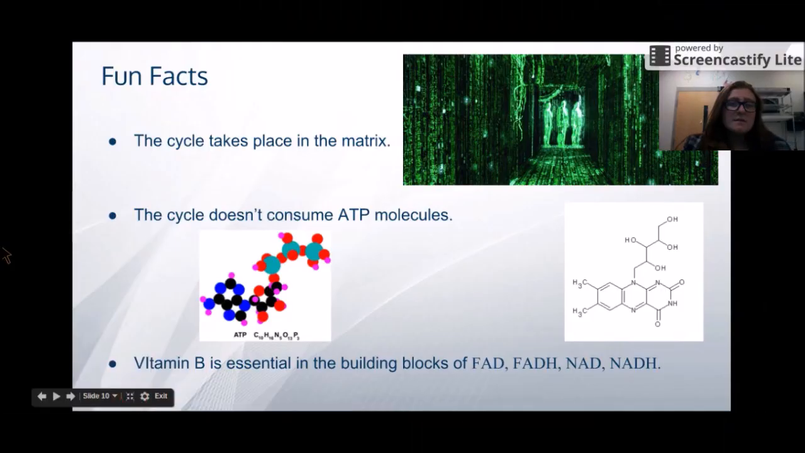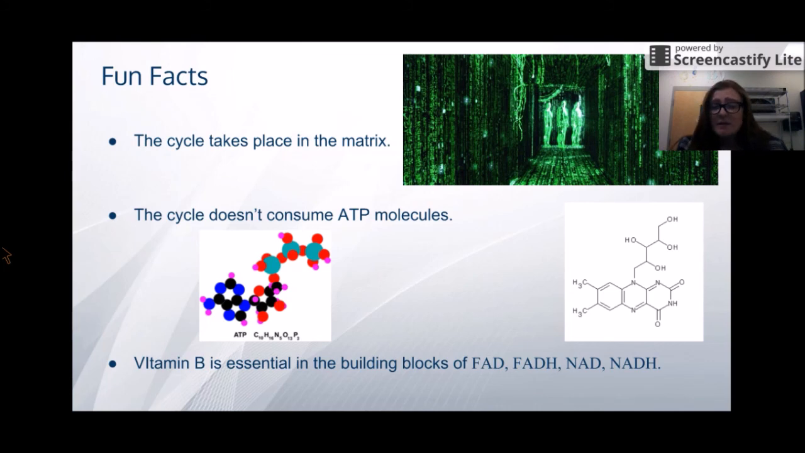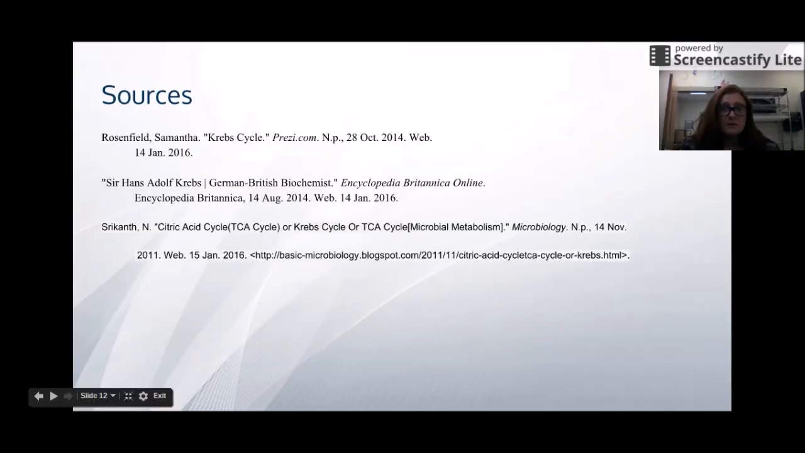Alright, some fun facts about the Krebs cycle: it happens in the matrix. No, not the movie The Matrix, unfortunately, but in the matrix of the mitochondria. This cycle does not consume any ATP molecules, and vitamin B is essential in the building blocks for what is needed in the Krebs cycle, specifically vitamin B2 and B3.